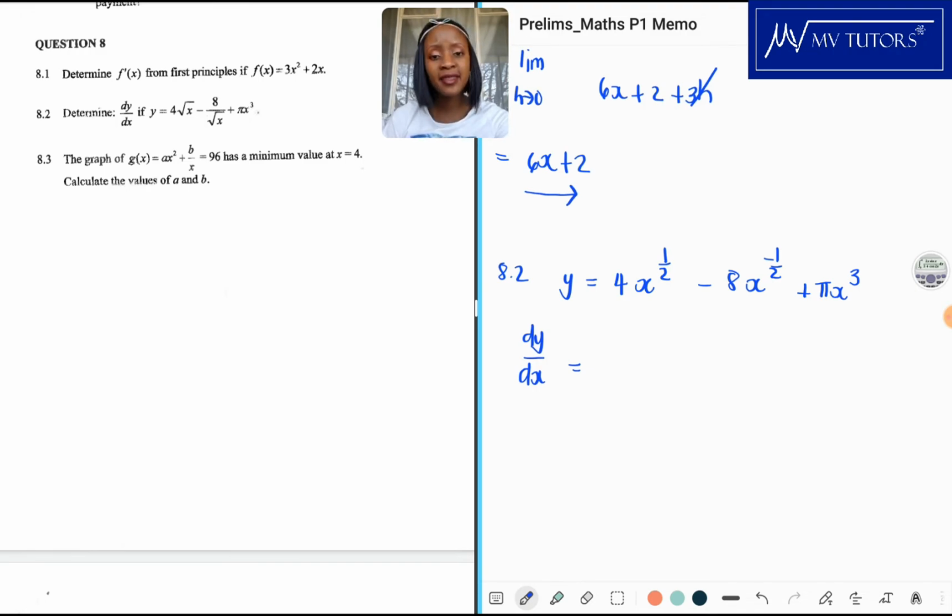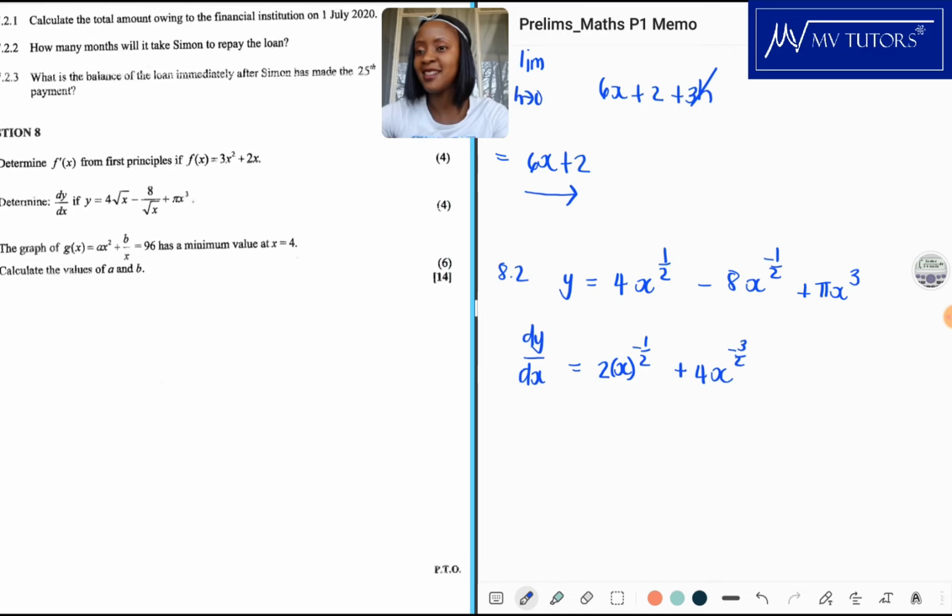We take the exponent, multiply it by the coefficient, and then subtract 1 from the exponent. This is what I mean. Take half times 4, that's 2. Then we have half minus 1, which is negative a half. You put it like this so that it shows that it's actually an exponent. Then negative a half times negative 8 will be positive 4, and x to the power negative a half minus 1, that's negative 1.5, which is negative 3 over 2. So we're done with the second one.